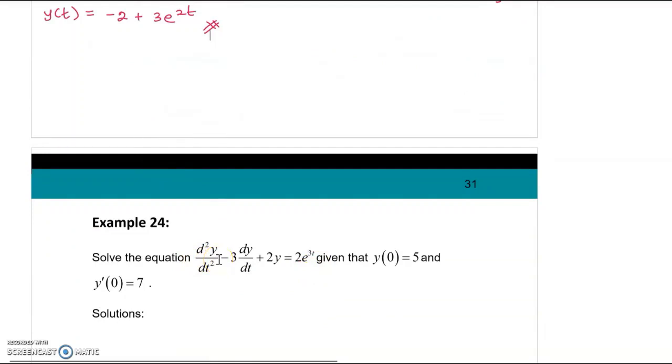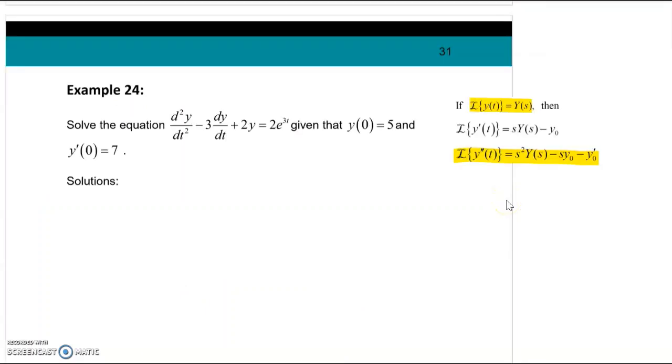We are going to see the second example that involves the y double prime. So this is now the BVP. Example 24, we have the second order ODE. Solve the equation y double prime minus 3y prime plus 2y equals 2 exponent 3t, given that y0 equals 5 and y prime 0 equal to 7.